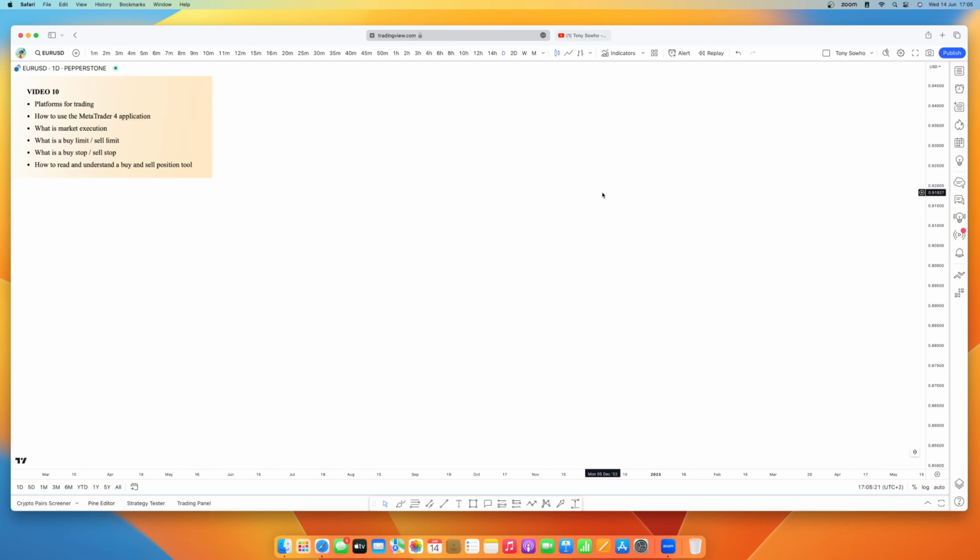Pepperstone is a regulated broker. And just like I explained to you the advantages of trading with a regulated broker, I have an account with Pepperstone, which I will leave the link to sign up, because as you're joining now, as you're watching this recording, I believe you do not have an account yet.